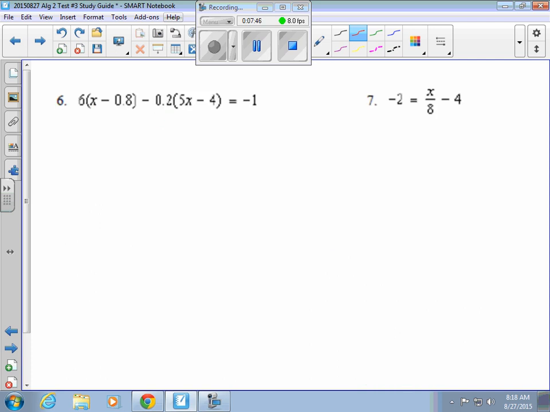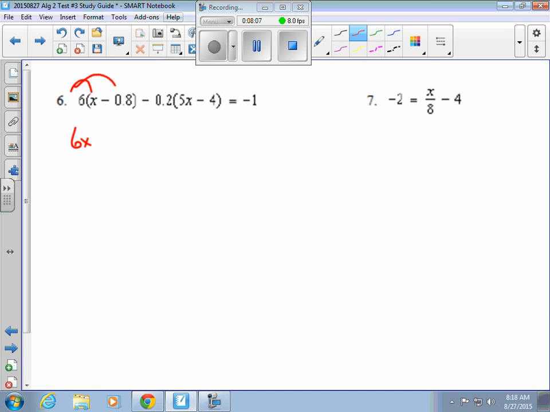Number 6, we're still solving the equations. 6 times x minus 0.8 minus 0.2 times 5x minus 4 is equal to negative 1. So we got to distribute twice first, and then we're going to simplify it by combining like terms. Then we'll move what we got to move. 6 times x first is 6x.